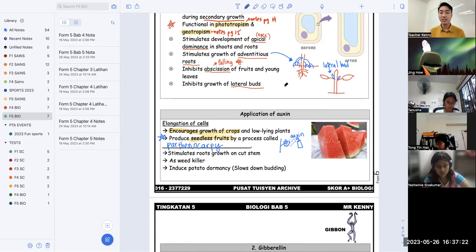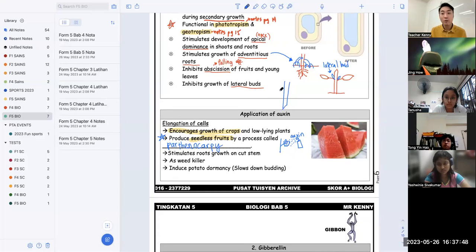Next application. If I have a plant and I chop off the stem, correct? They say, oh, teacher, I have a plant that is chopped off the stem. Can I just chuchok into the ground and let the roots grow? Yes, you can. But it has a higher chance of death because there's lesser roots. It takes time for them to grow roots. Agree? So what you can do is, here comes the rooting powder, rooting agent.